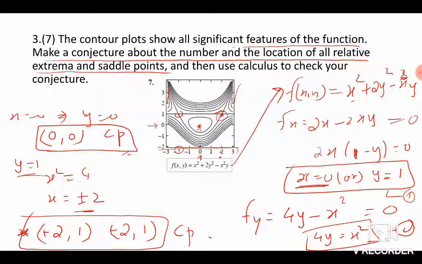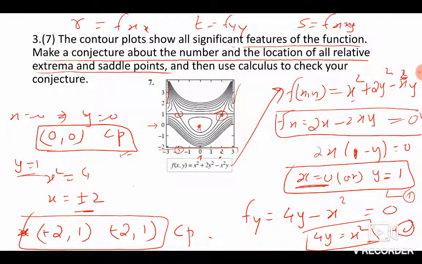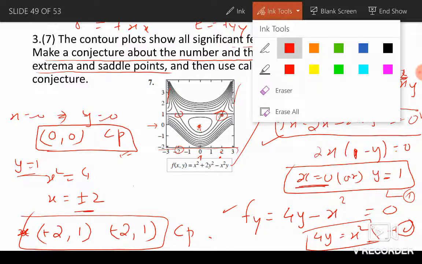the calculus. So we have found the first derivatives. We have to find the second derivatives r, which is f double x, t, which is f double y, s, which is f xy, and then we analyze the discriminant D for all the 3 points. Okay, let's go ahead. So remember the first derivatives fx and fy should be noted down.